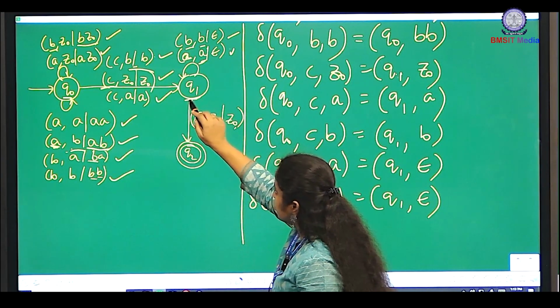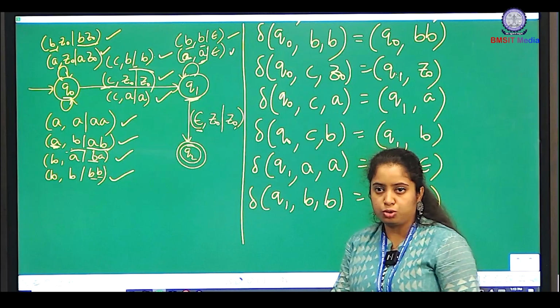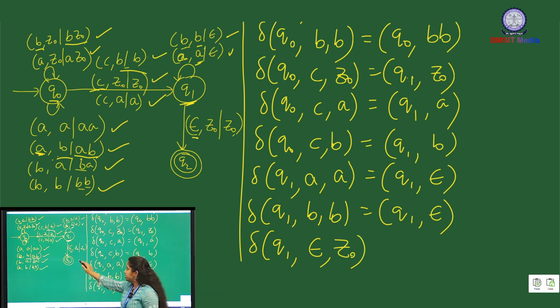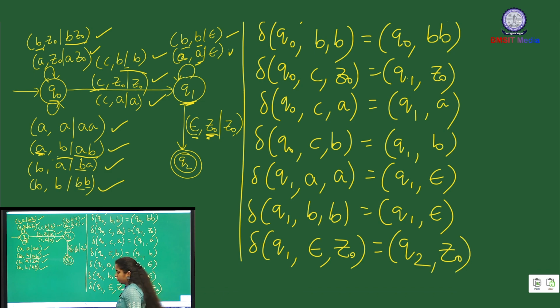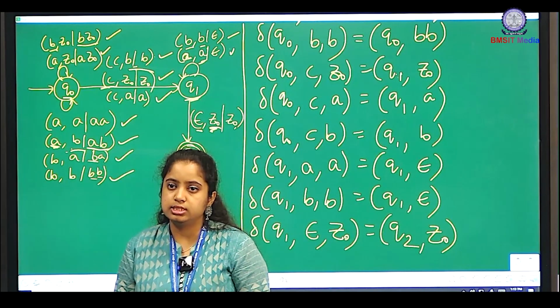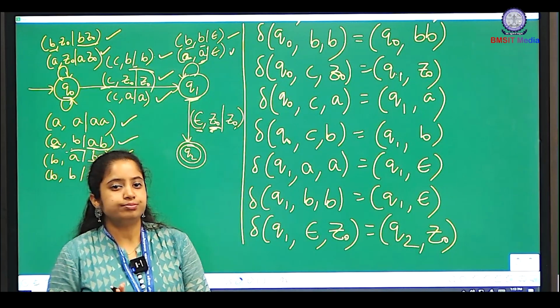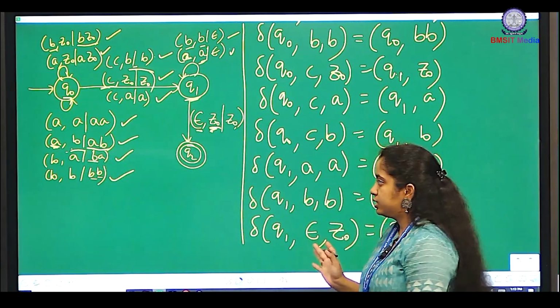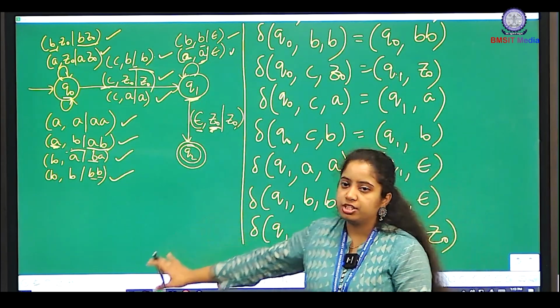Next, from Q1 you read epsilon and you go to Q2. This you have to write carefully, Q1 and you are reading epsilon and top stack element should be Z0 itself, and you will reach final state Q2 and keep the stack as it is, Z0. So, you have reached the final state. This is the transition function for the said PDA. The given language, this is the transition function, this is the transition diagram.